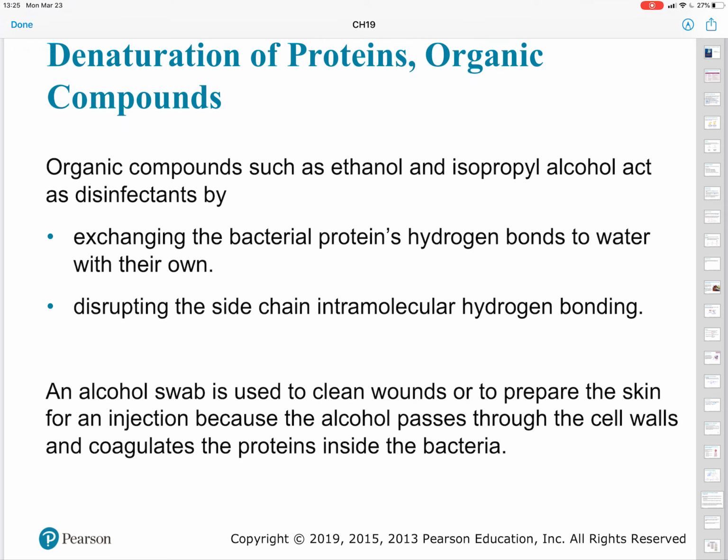Often we use ethanol and isopropyl alcohol as a disinfectant. This is because they will hydrogen bond with the bacteria instead of the bacteria hydrogen bonding to water. And this messes up just everything that's going on inside the bacteria. So it's another way of just sort of killing it. Alcohol also readily passes through the cell walls of the bacteria, and so that's why it's effective.